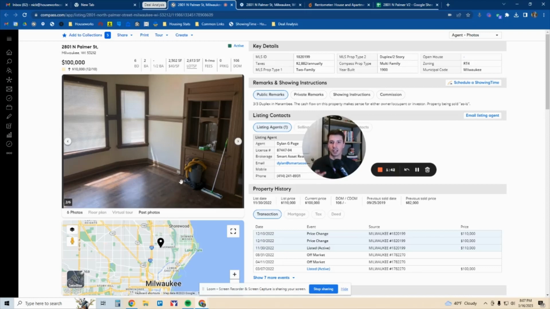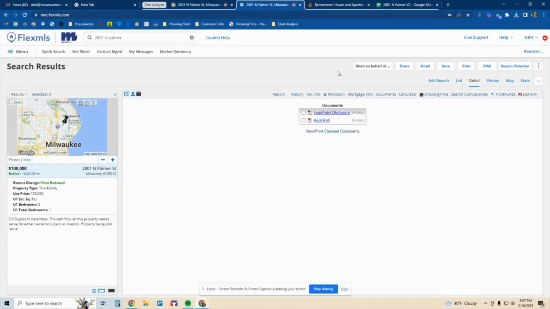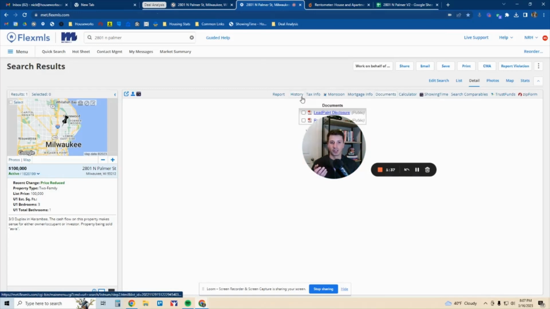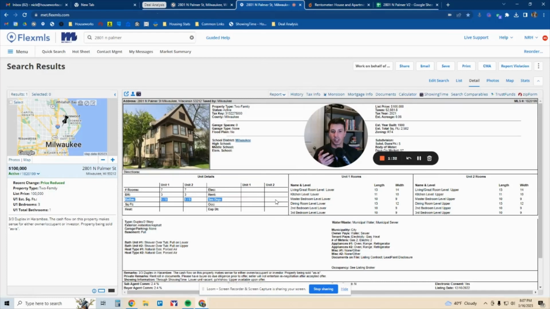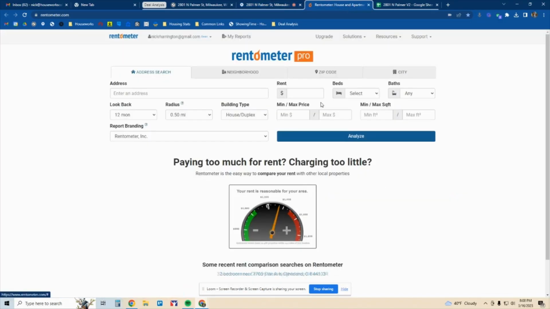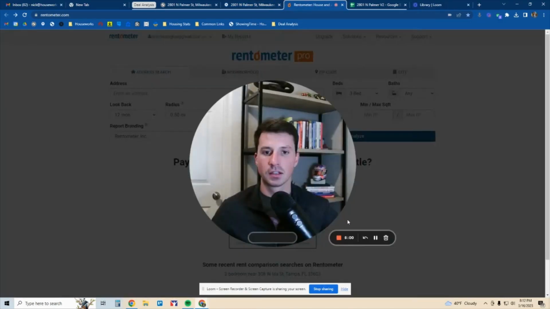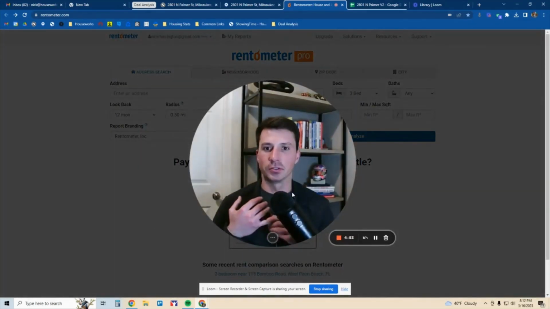So I typically then go from here. I myself, as an agent, have access to the MLS, within which I'm able to see sometimes they put rents in here, sometimes they don't. This one is not in here, but if I look in this document section, they put the rent rolls in there, where it says that one unit is vacant, one unit is paying $850 a month. And then let's hop over here to Rentometer. So we are here on Rentometer, and if you're unfamiliar with Rentometer, it's basically a website that is used to calculate what market rents are for an area.